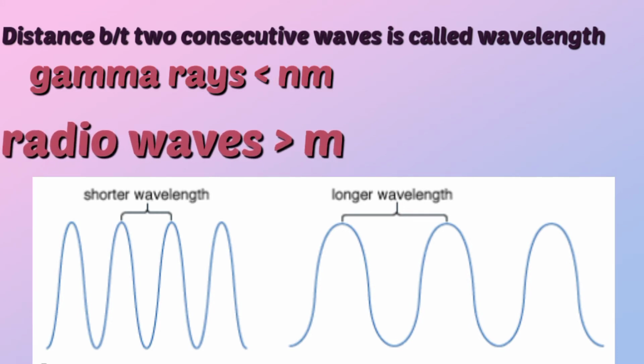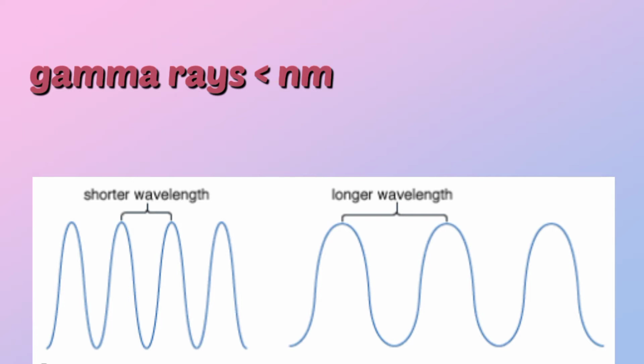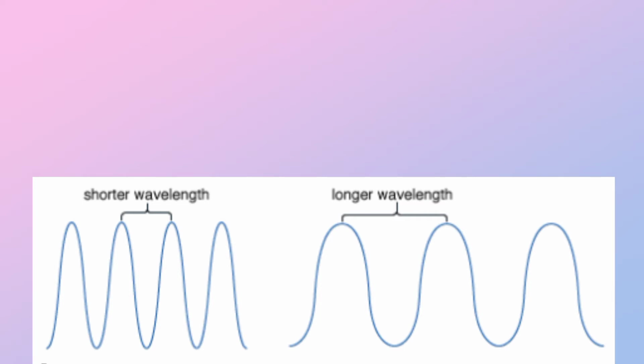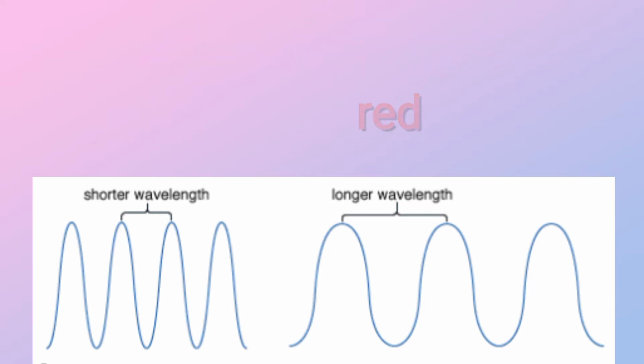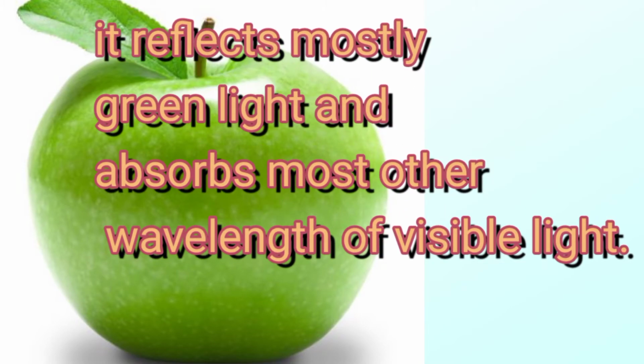The eyes are responsible for the detection of visible light, the part of the electromagnetic spectrum with wavelengths ranging from about 400 to 700 nanometers. The color of visible light depends on its wavelength. For example, light that has a wavelength of 400 nanometers is violet, and light that has a wavelength of 700 nanometers is red. For example, a green apple appears green because it reflects mostly green light and absorbs most other wavelengths of visible light.